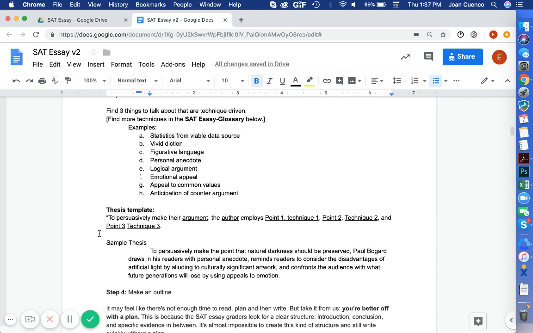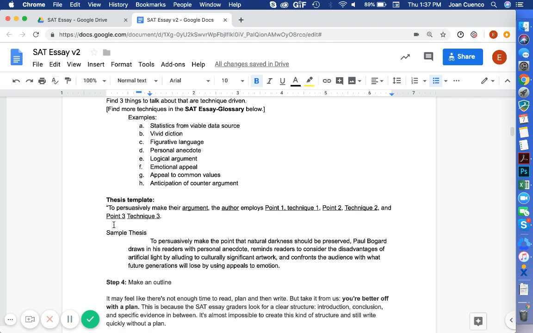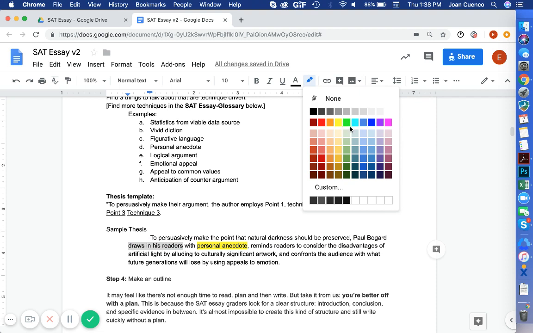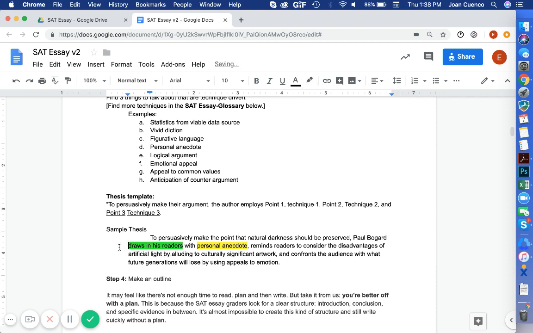Let's actually look at a sample thesis to make more sense of the template, and then you'll understand better what I mean. Okay, here's our sample about the importance of natural darkness. Okay, to persuasively make the point, and here's the point, natural darkness should be preserved, Paul Bogard draws in his readers with personal anecdote. So here I will highlight the technique, and then in green I will highlight the point or what he accomplishes with the technique. So personal anecdote accomplishes what? It draws in the reader.